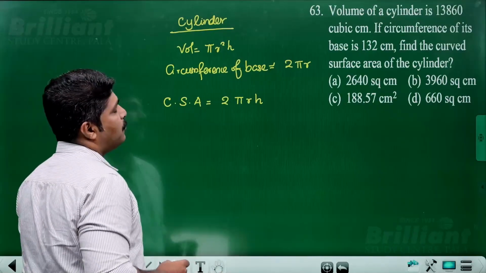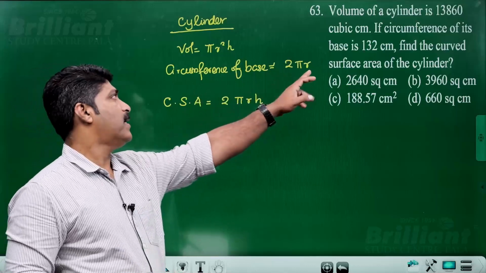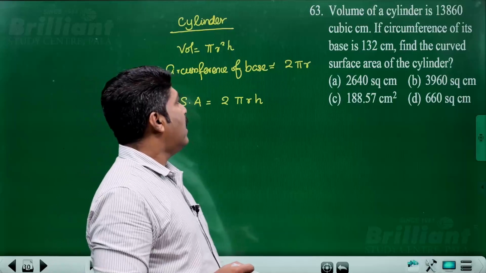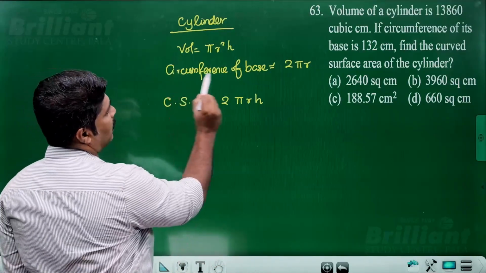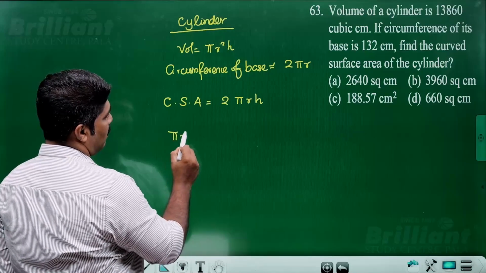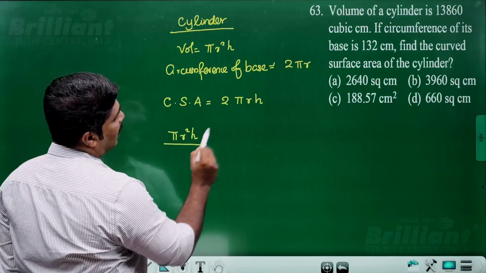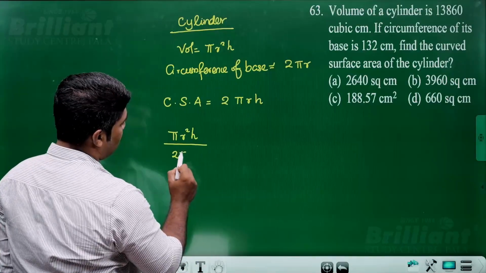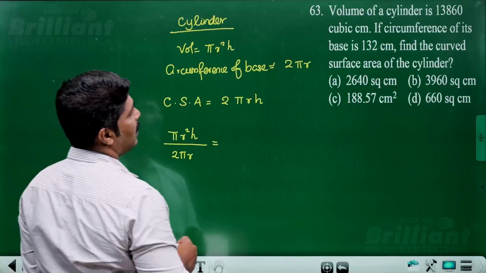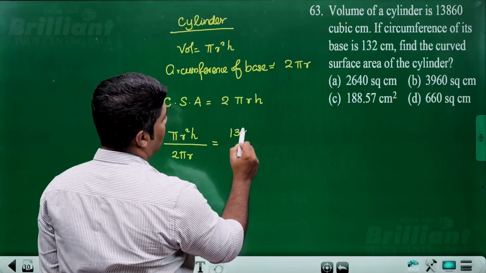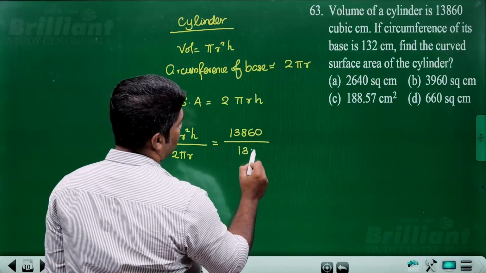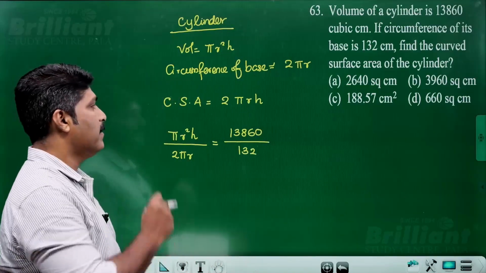Correct. So how to find it? Otherwise, we can directly multiply this value with h. That will be the answer. Okay, so how to do the operation here? First, volume by circumference of the base. Volume is pi r square h and circumference of the base is 2 pi r. So here the measures are 13860 divided by 132.